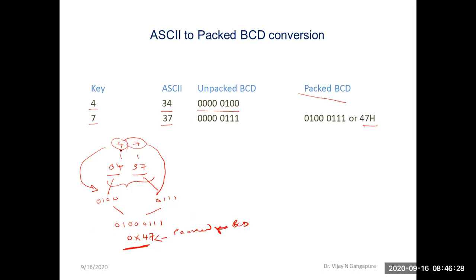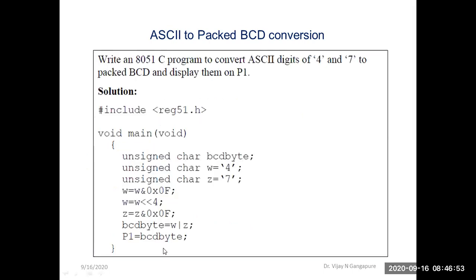Okay, suppose key numbers 4 and 7 are pressed and their ASCII codes 34 and 37 are available. We are assuming that two ASCII codes are available, 34 and 37. What we have to do is produce the packed BCD number, that is 0x47. Got it? So this is the task, and for that the program is written: write an 8051 C program to convert ASCII digits 4 and 7 to packed BCD and display them on port 1.